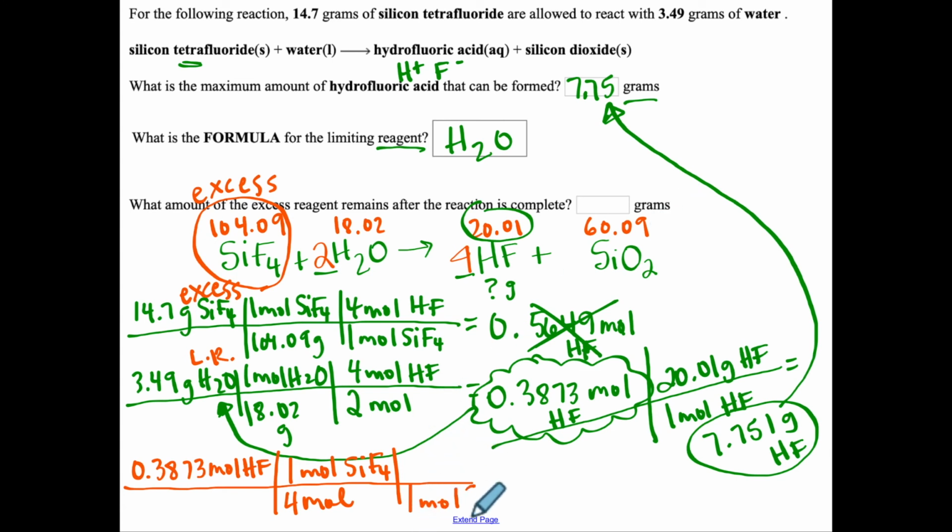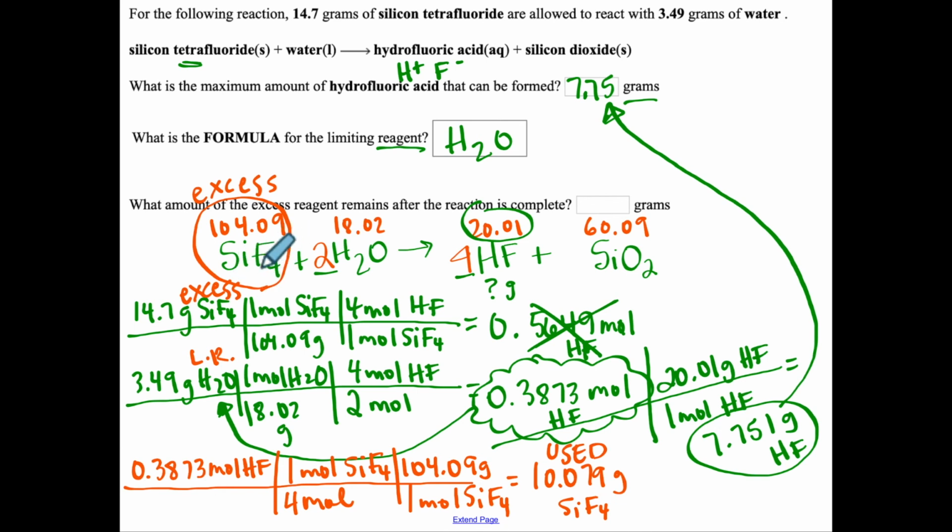So 1 mole of silicon tetrafluoride is equal to 104.09 grams, and we end up with 10.079 grams of silicon tetrafluoride. Now this is not our answer. This is how much is used in the reaction. So when all of this 7.75 grams of hydrofluoric acid is produced, it takes 10.079 grams of the silicon tetrafluoride to make it. But what we have to do is figure out how much is left.